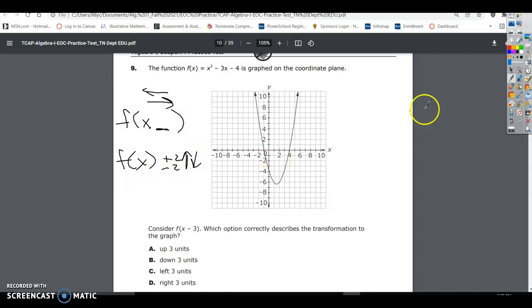So very quickly, if you remember transformations and you know that inside is horizontal, you can automatically eliminate A and B because that's not an up and down movement. We know it's going to move left or right.